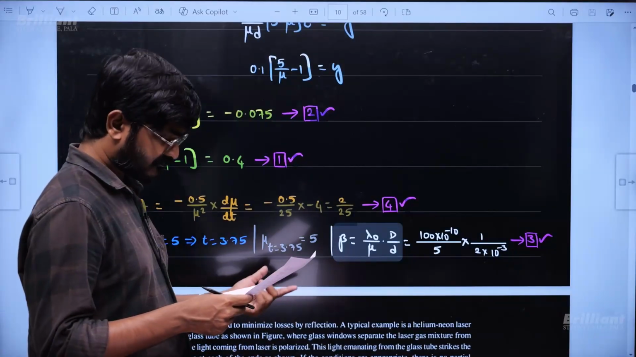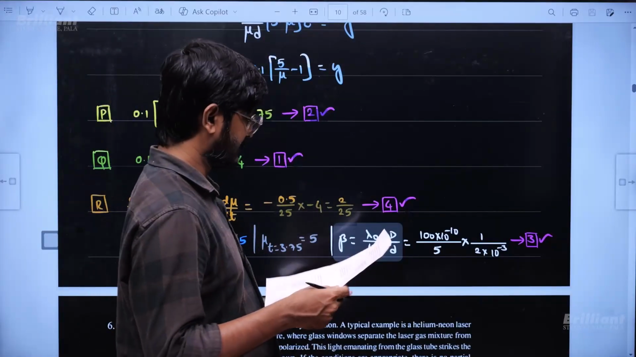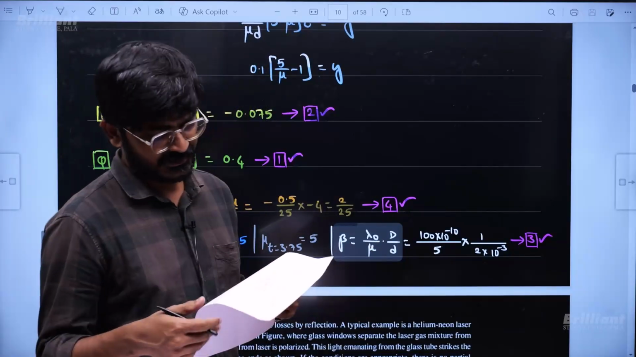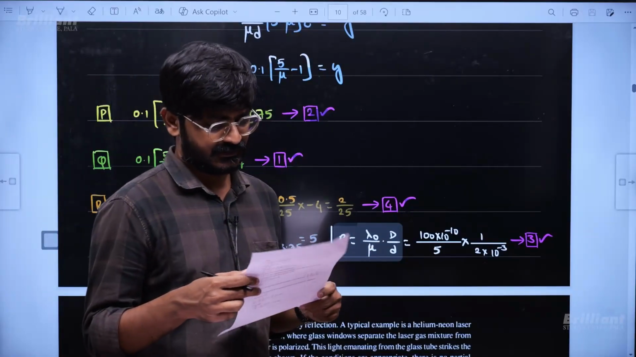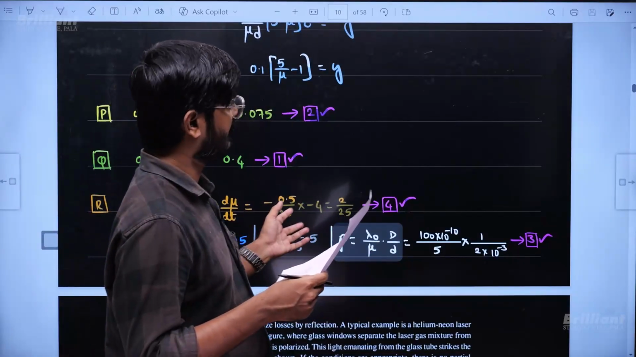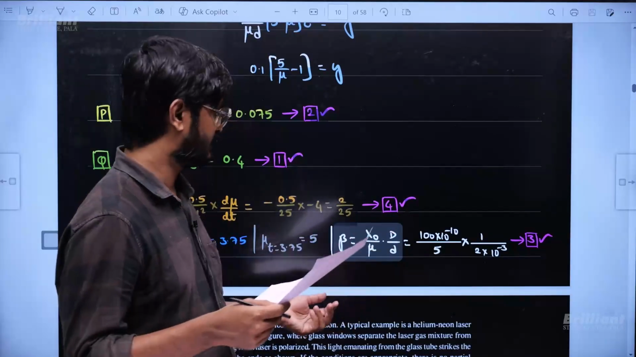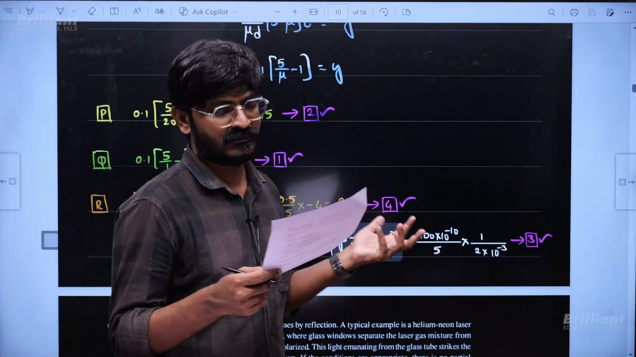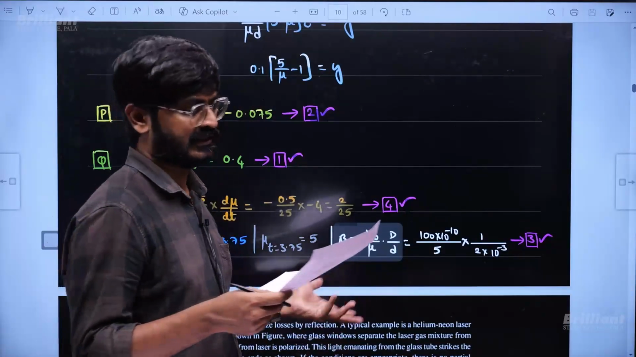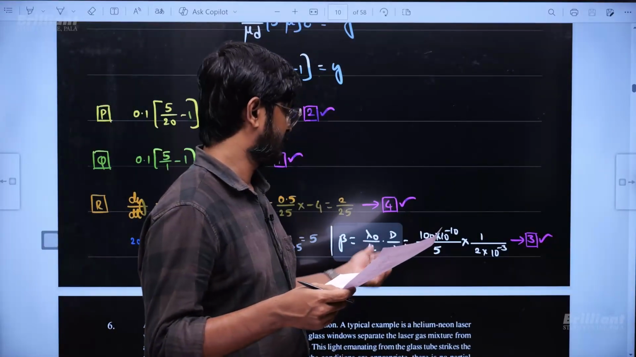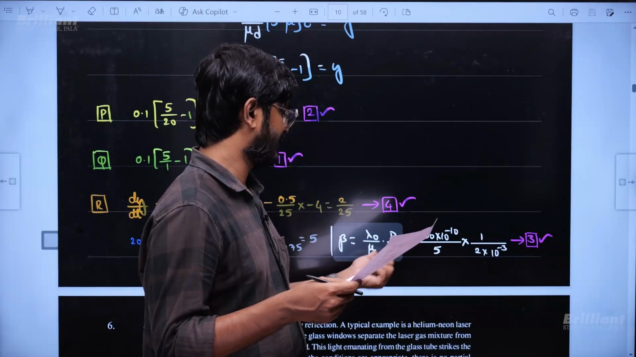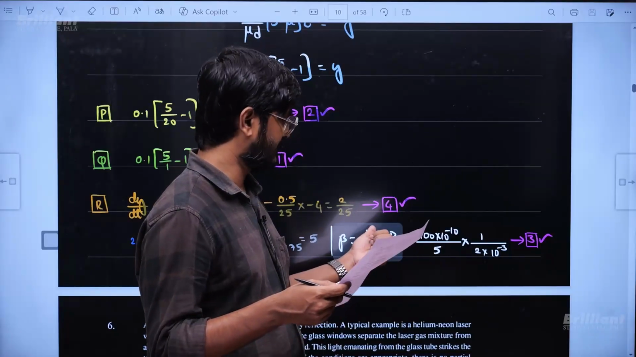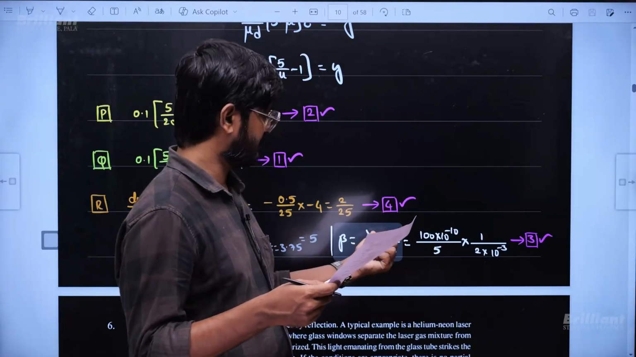Now similarly, fringe width they were asking. See, when they ask fringe width, I need to understand it from the liquid point of view. When that wavelength goes into the liquid, its wavelength is going to change. Till now I converted everything into vacuum, but when they ask about fringe width, I should be converting everything into liquid. So lambda D by d, but lambda in the liquid is going to be lambda in vacuum by mu.